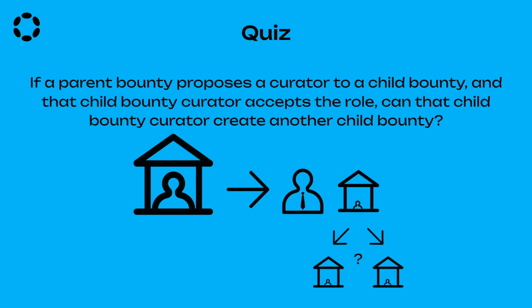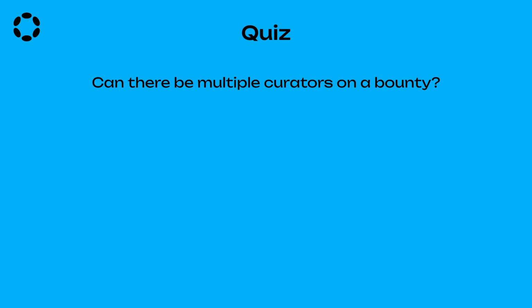Question. If a parent bounty curator proposes a curator to a child bounty, and that child bounty curator accepts the role, can that child bounty curator create another child bounty? Answer: no. Child bounty curators only have control of their respective child bounties. Additionally, a child bounty is the finest division of bounty funds. You cannot divide child bounties into more child bounties. Trick question. Can there be multiple curators on a bounty?